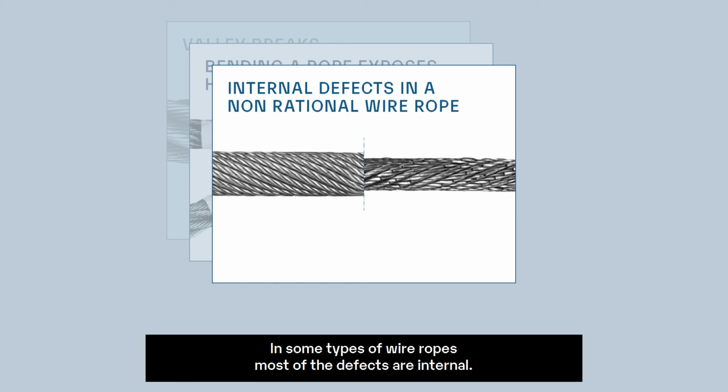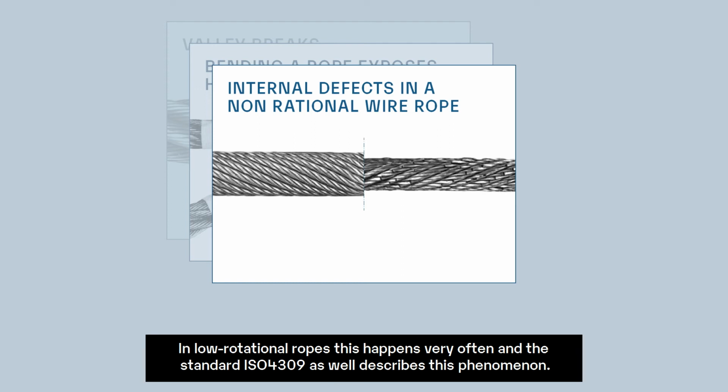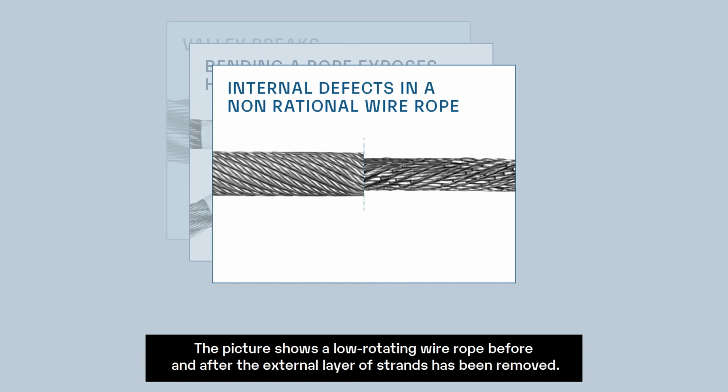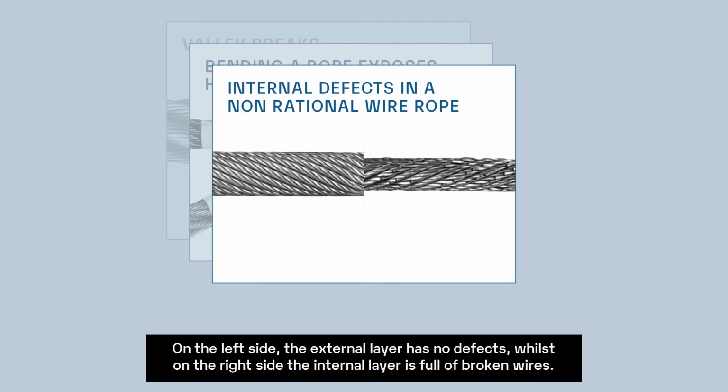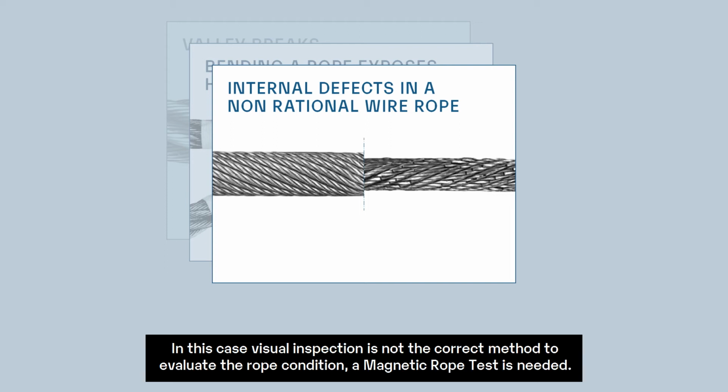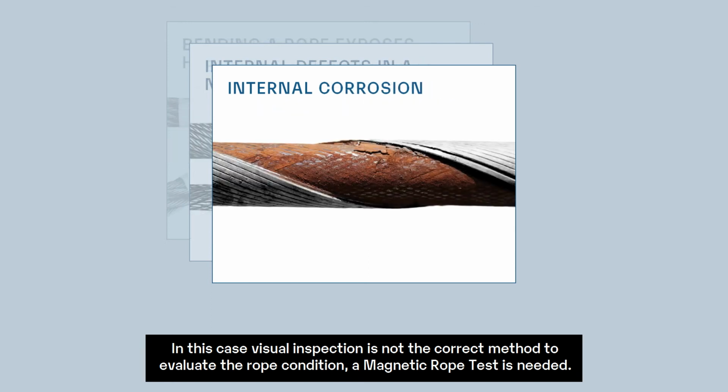In some types of wire ropes, most of the defects are internal. In low rotational ropes, this happens very often, and the standard ISO 4309 also describes this phenomenon. The picture shows a low rotating wire rope before and after the external layer of strands has been removed. On the left side, the external layer has no defects, whilst on the right side, the internal layer is full of broken wires. In this case, visual inspection is not the correct method to evaluate the rope condition. A magnetic rope test is needed.